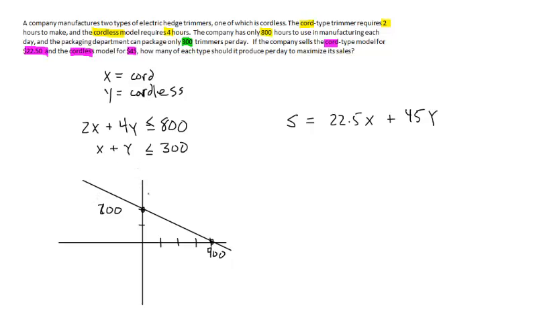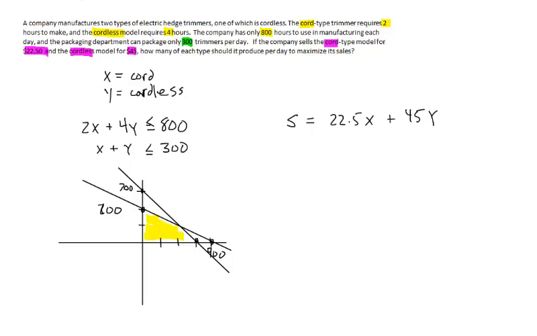Now we can graph our other inequality. Here, if x is 0, then y is 300, and if y is 0, x is 300. Again, we need to draw a straight line. Now that we have both inequalities drawn, we also have to remember that in application problems, we're only going to deal with quadrant 1. We're never going to have negative hours worked in manufacturing, and we're never going to have negative trimmers packed per day. So we don't have to worry about quadrants 2, 3, or 4. That means our bounded region for this problem is in here.